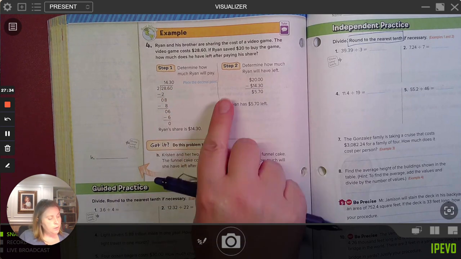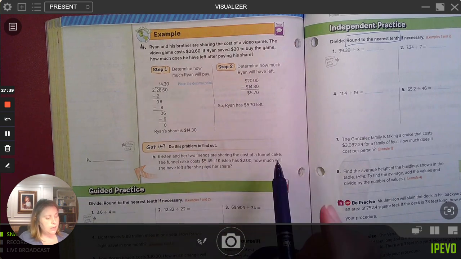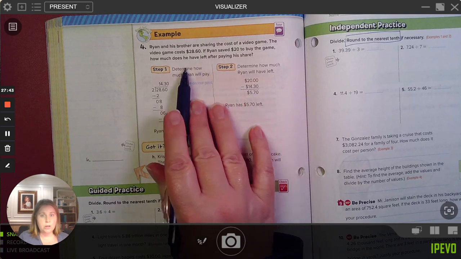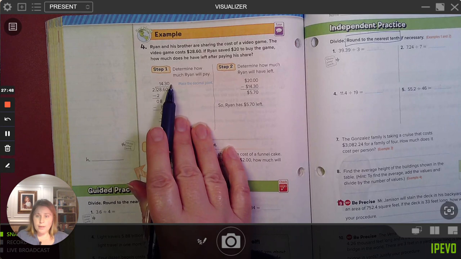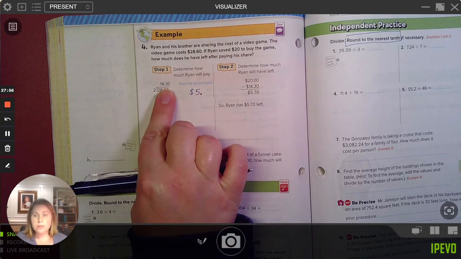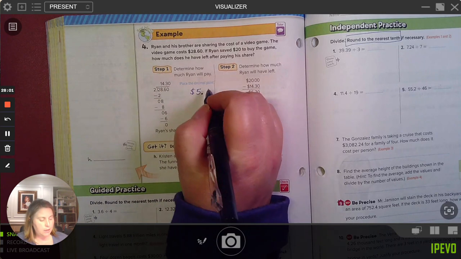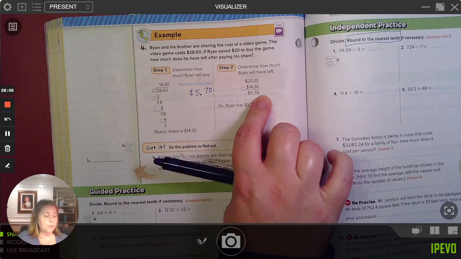And then it says, how much will Ryan have left after paying his share? He has saved $20. So we're doing 20 minus his share, so $14.30. What I do in my mind is I round that up to 15, which is not 15, but I know from 15 to 20 is $5. But it wasn't $15. It was 70 cents less than $15, so I have $5.70. So instead of subtracting it, I just counted up.